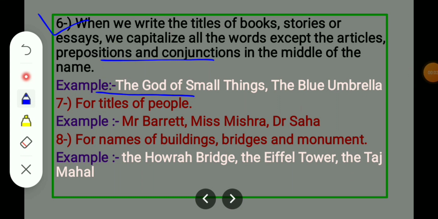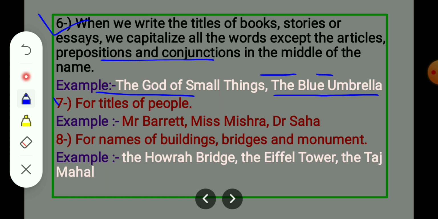So next one is The Blue Umbrella. It is clear that all the words are capitalized. Here you will say that the is an article, but why is it capitalized? Because it is not coming in the middle. When the article, the preposition and conjunction is coming in the middle, then we do not capitalize it. Otherwise, if it is coming in the starting, obviously it will be started with the capital letter.